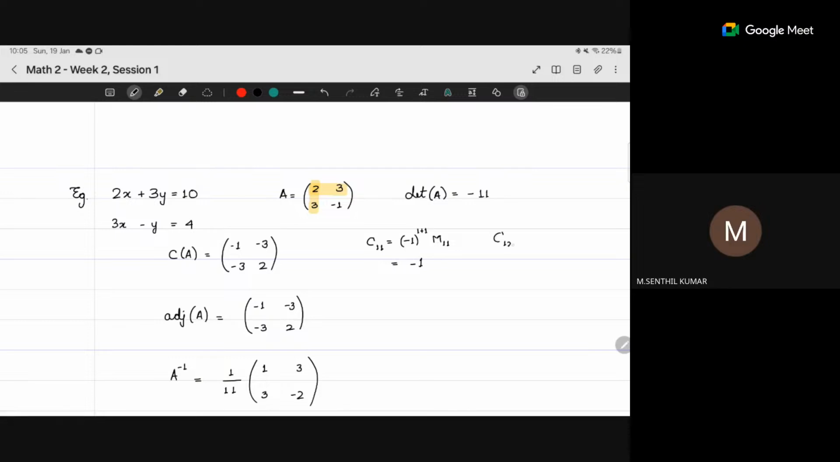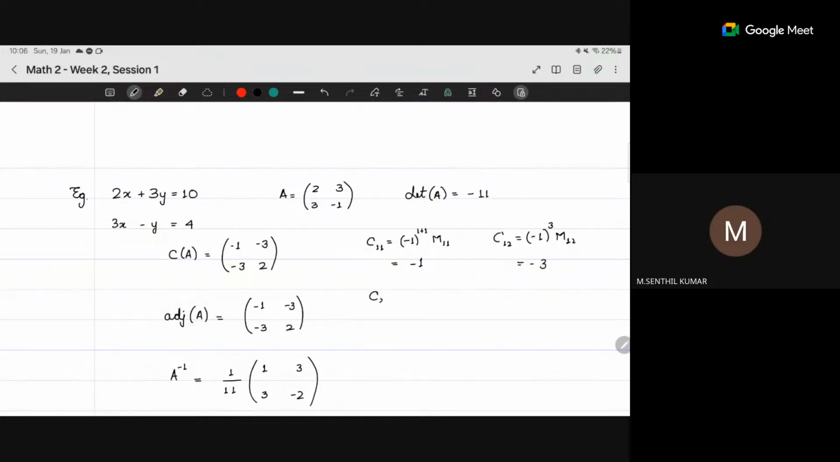What is C12? -1 to the power 1 plus 2, which is 3, times M12. Now what is M12? I remove this row and column, and I am left with only 3. Typically, for bigger matrices, when you remove the row and column, what you're left with is a submatrix, and you have to compute the determinant of that. In this case, that submatrix is a 1 cross 1 matrix, so the determinant is just that entry itself. So this is nothing but -3.